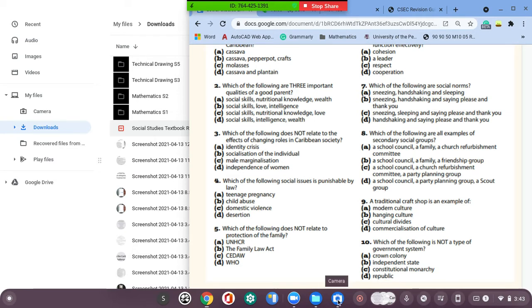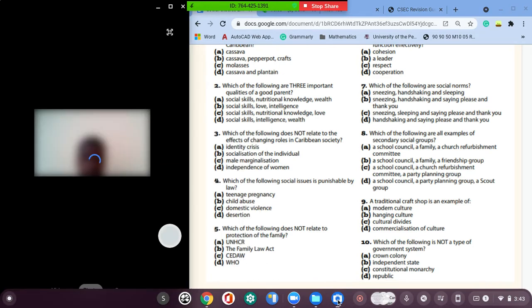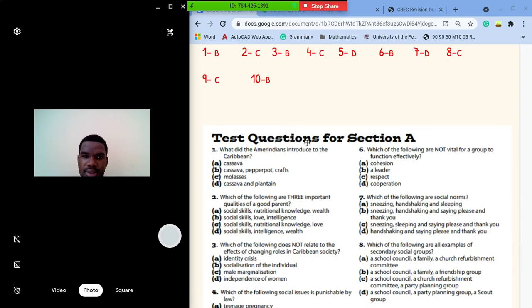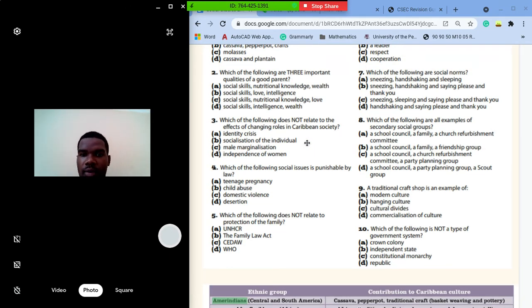Sine, your question. Which of the following are 3 important qualities of a good parent? Is it A, social skills, nutrition, knowledge, and wealth? B, social skills, love, and intelligence? Can you repeat? C, social skills, nutritional knowledge, and love. Right. Okay, let's check. 2 is C. Yes. Alright. 3. Which of the following does not relate to the effects of changing roles in Caribbean society? Alright, this one's a little bit more difficult, but this one goes to Tristan.